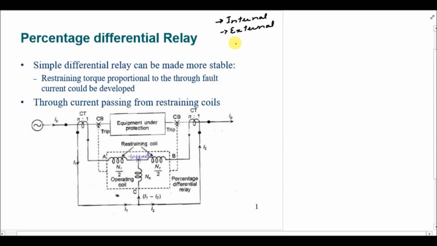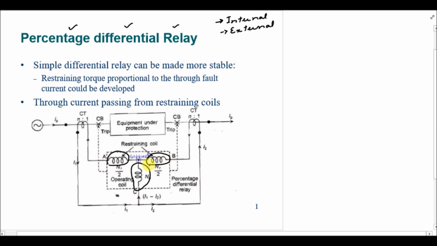Now in today's lecture, we will try to remove the drawbacks of the simple differential protection scheme by using a percentage differential relay. In the last case, we were only considering the relay which has an operating coil, and there was a pilot wire impedance at this point.